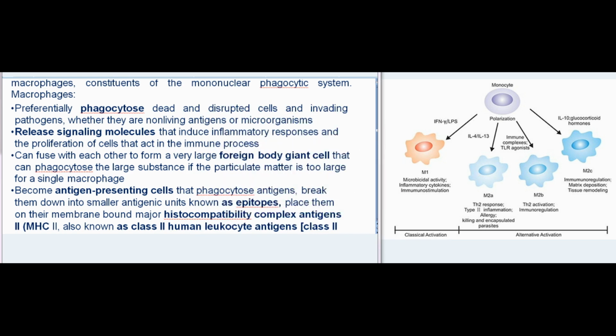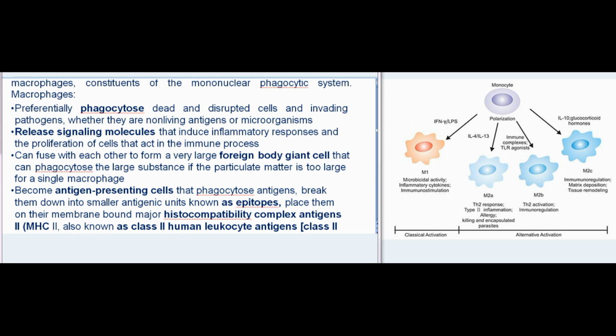Macrophages preferentially phagocytose dead and disrupted cells and invading pathogens, whether they are non-living antigens or microorganisms. They release signaling molecules that induce inflammatory responses and the proliferation of cells that act in the immune process. They can fuse with each other to form a very large foreign body giant cell that can phagocytose the large substance if the particulate matter is too large for a single macrophage.